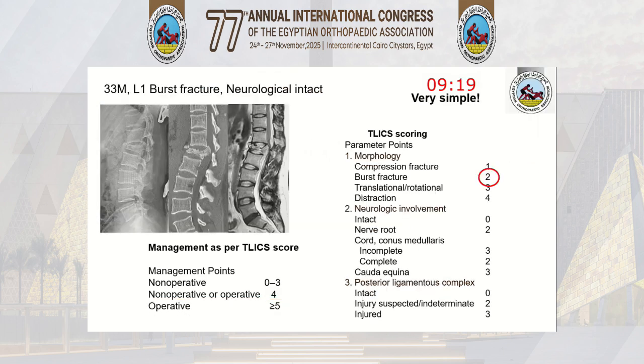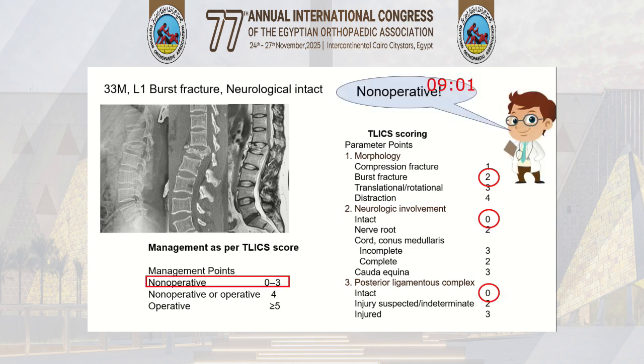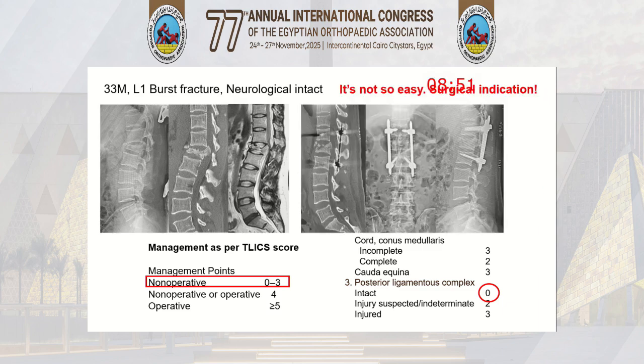If you look at this one, L1 burst, 33 years old male. Maybe you think about surgery, but if you check the TLICS score, burst fracture is just 2. Luckily, he has no neurological deficit. Posterior is intact. This is just 2. This is not a candidate for surgery. You agree? It's not so simple.